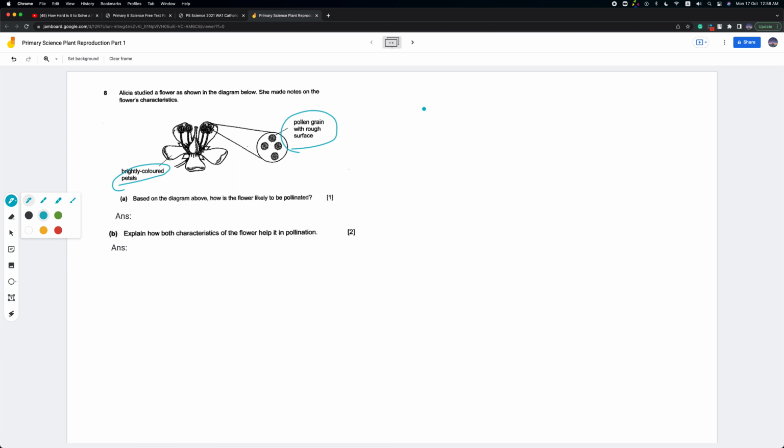Okay, so you have flowers pollinated by, number one, animals, number two, wind. And both of them have their own characteristics. Now, I have my own sets of notes. I might include it here.